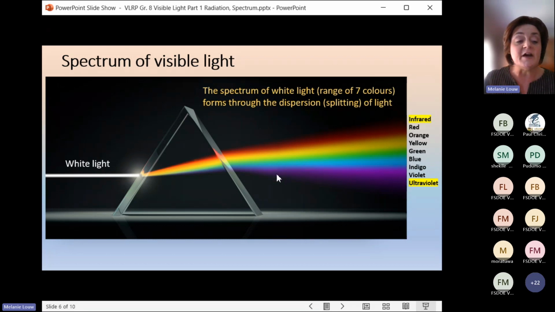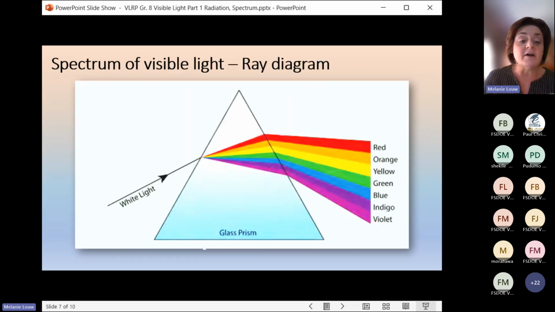So you must know that white light can, through a triangular prism, be dispersed to form the spectrum of white light, which are the 7 colors of the rainbow. Now, what else do you need to know? You must also be able to draw a ray diagram showing how the spectrum is formed.